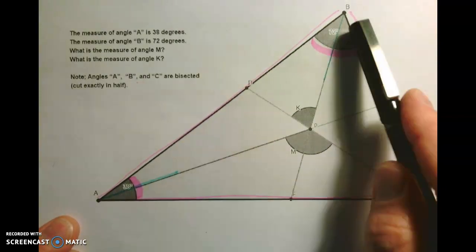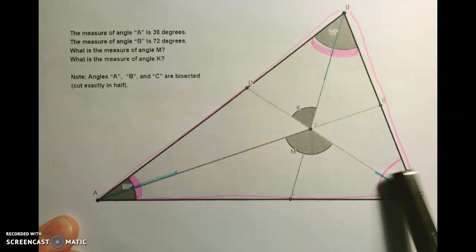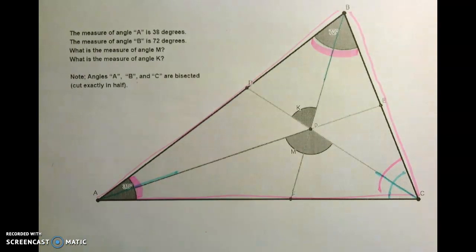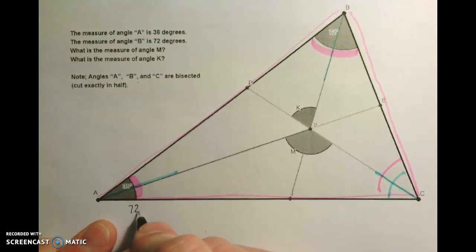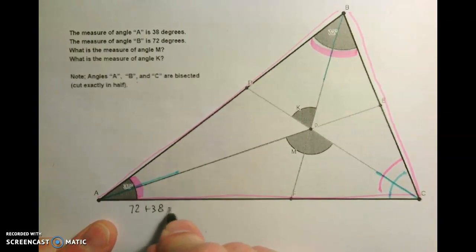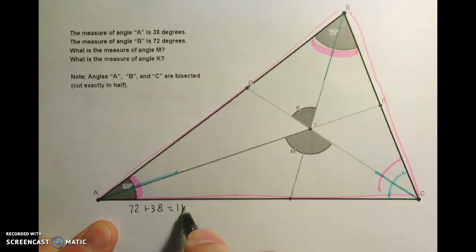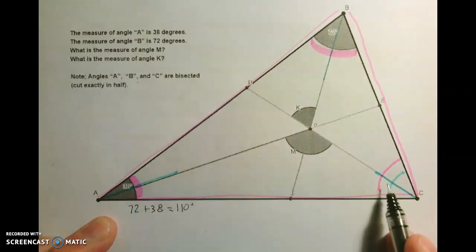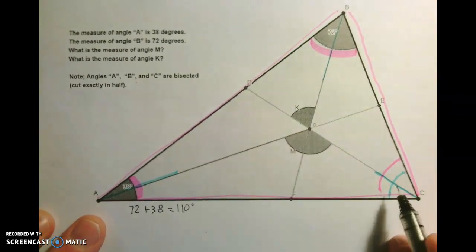Use your calculators. This 72 plus that 38 plus something equals 180. So I'm going to go ahead and do it. You guys do it on your own real quick. 72 plus 38. I'm going to add those first, and I get 110 degrees. That's these two angles. And this third one is going to add up to make 180.